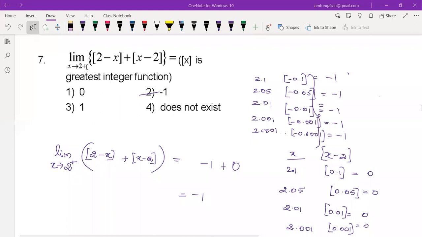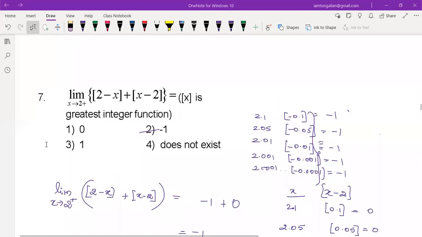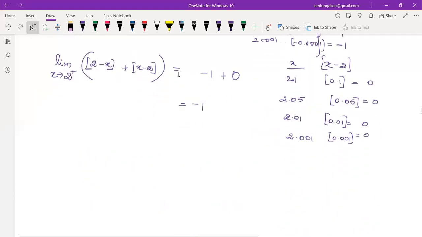They have asked us to find only the right hand limit. If you are finding the left hand limit also, then the things are different. Around 1.9, if I take 2 minus 1.9, that is 0.1, you get step of 0.1 is 0. Here 1.9 minus 2 will give you minus 0.1, step of that is minus 1. So that will also give you minus 1. So left hand limit is minus 1, right hand limit is also minus 1. So the limit does exist and the answer is minus 1. However, here they have only asked us to find the right hand limit, and the answer is minus 1.